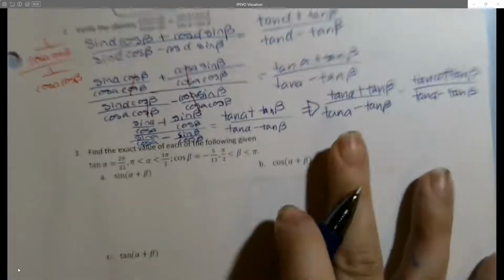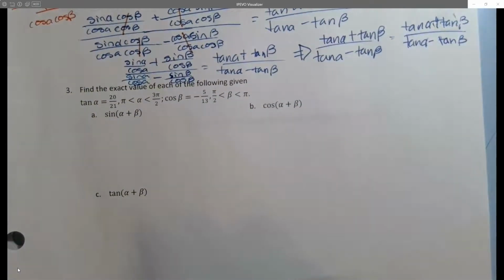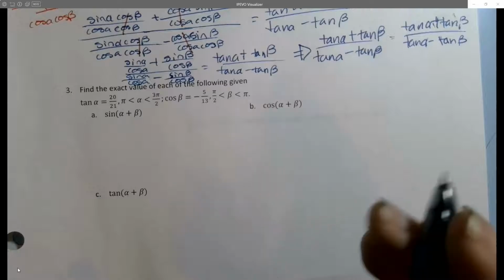So number 3 is telling me to find the exact value of each of my 3 given sum formulas: sine, cosine, and tangent. It gives me that tangent of alpha is 20 over 21, alpha is between pi and 3 pi halves, and then it also gives me the value of cosine beta.